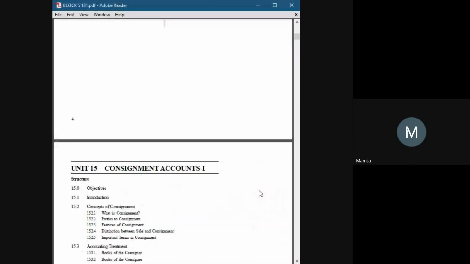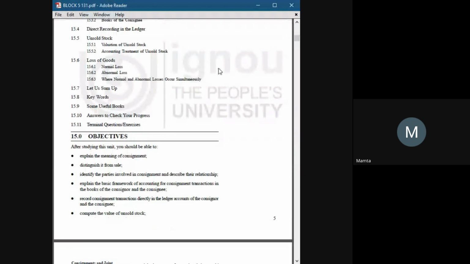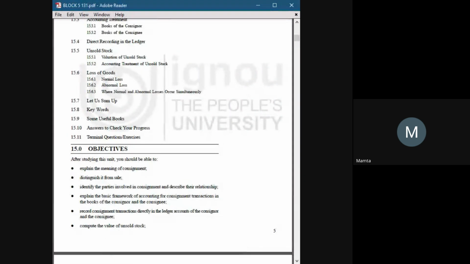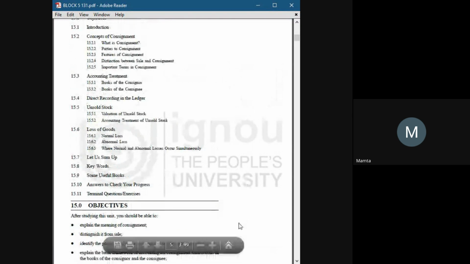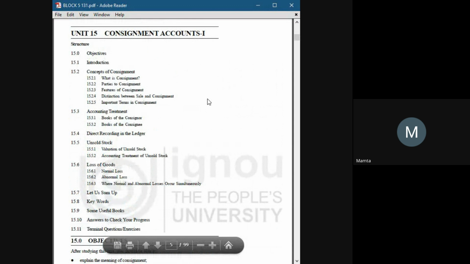Okay, this is the second last block of our subject. It is related to consignment accounts. Would anyone like to explain what consignment is? Who will take the initiative?